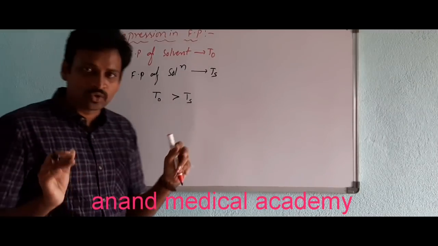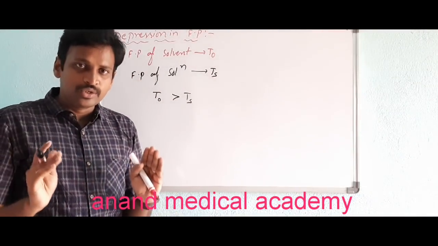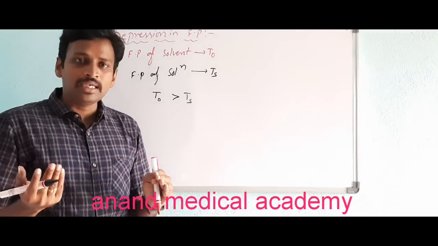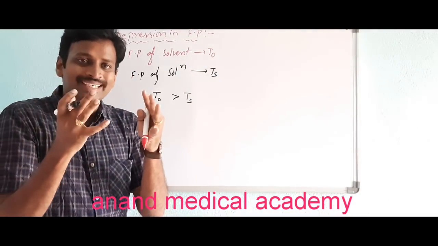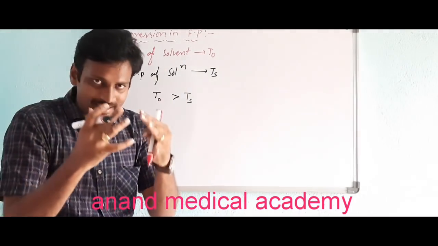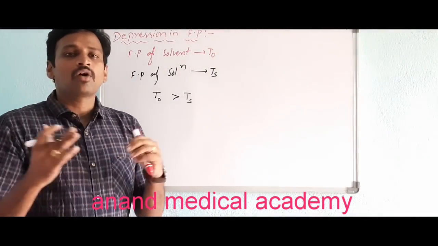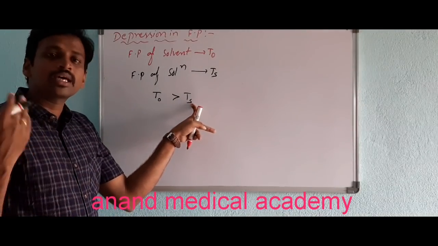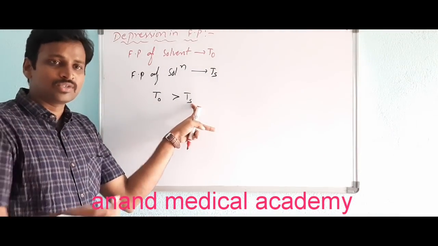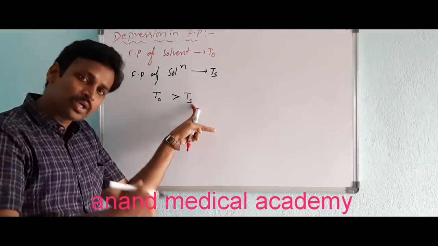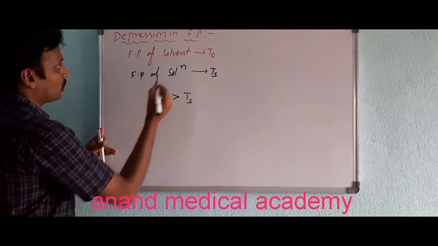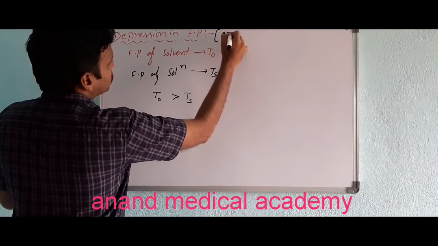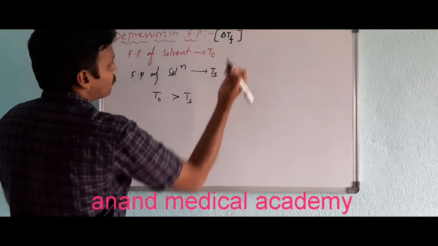Why is T0 greater? I told you already. If the solution consists of a non-volatile solute, they come close easily, so freezing is easy. Because non-volatile solute is present in the solution, freezing takes place at a low temperature itself. So therefore, what you can write is depression in freezing point, this is delta Tf.